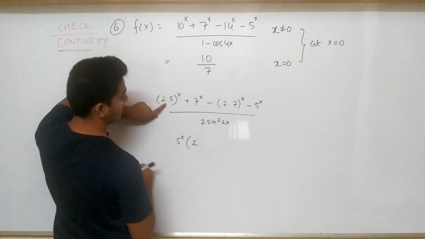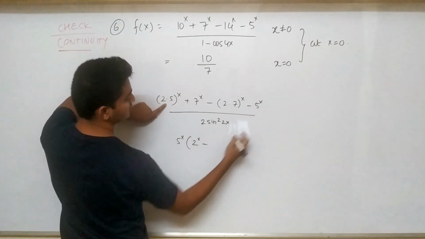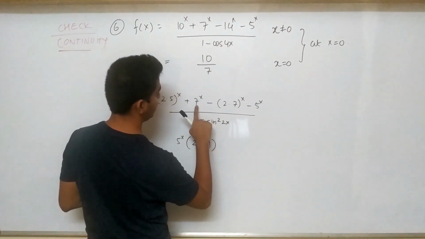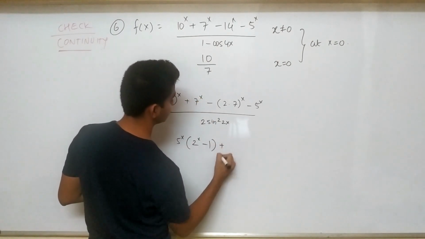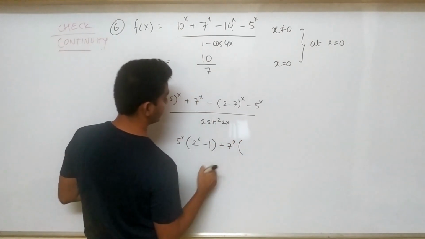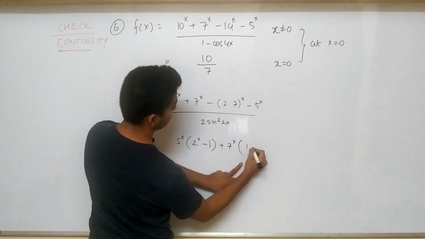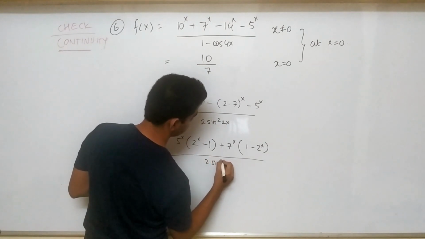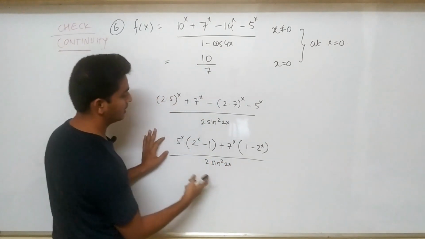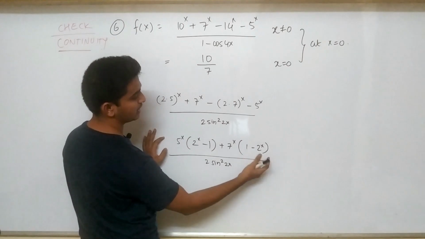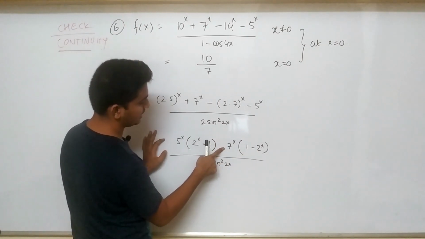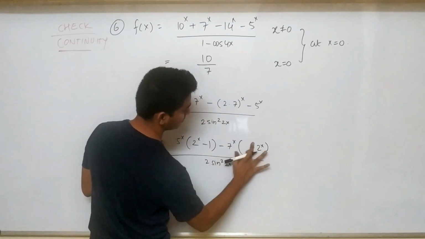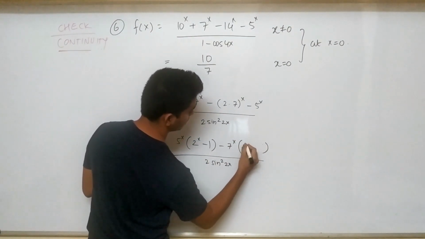So in here we will have 2 raised to x, and from these terms we will have minus 1. Also we can take 7 raised to x common from here, which is plus 7 raised to x. Inside the bracket we have 1 minus 2 raised to x, everything divided by 2 sine square 2x. Now watch carefully. Since we have these two terms but in opposite order, we can change this sign, multiplying by minus, and then we can change this term to 2 raised to x minus 1.